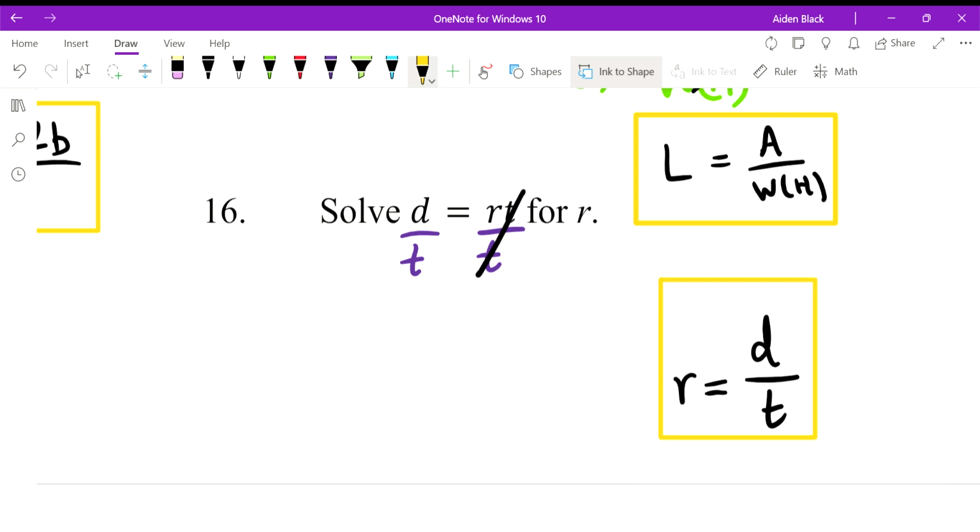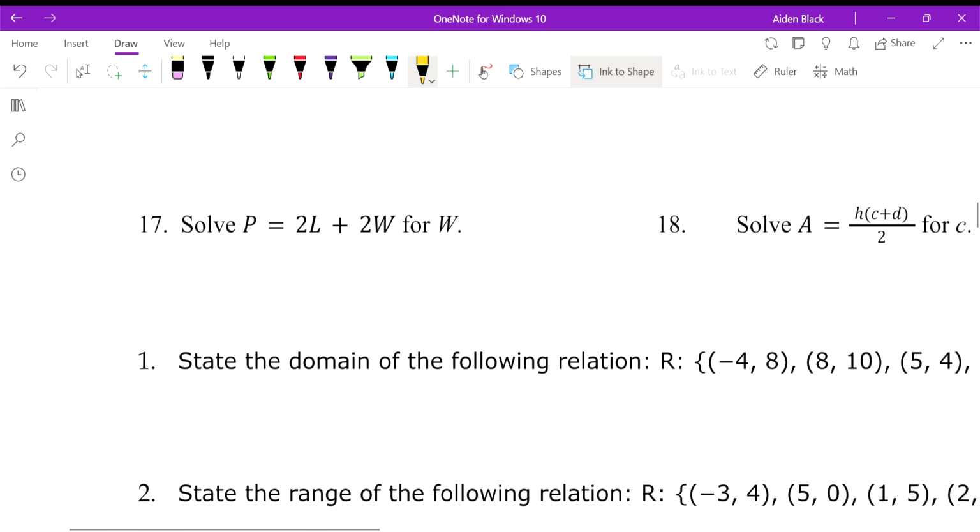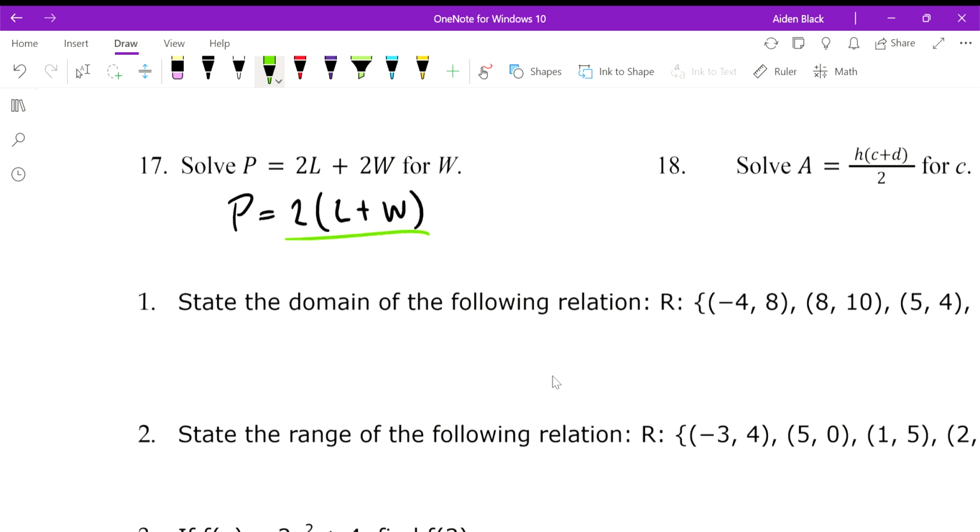There you go. Cool. Finally, we need to get to these ones. These are a little bit tougher. I am going to rewrite this equation by factoring out the 2 that's being multiplied to the L and the W. So P is equal to 2 times (L plus W). Notice that if you distribute this, you'll end up with your original equation. This allows me to divide both sides by 2, in which case I can write P over 2, or I can write 1/2 of P, since that's the same thing.